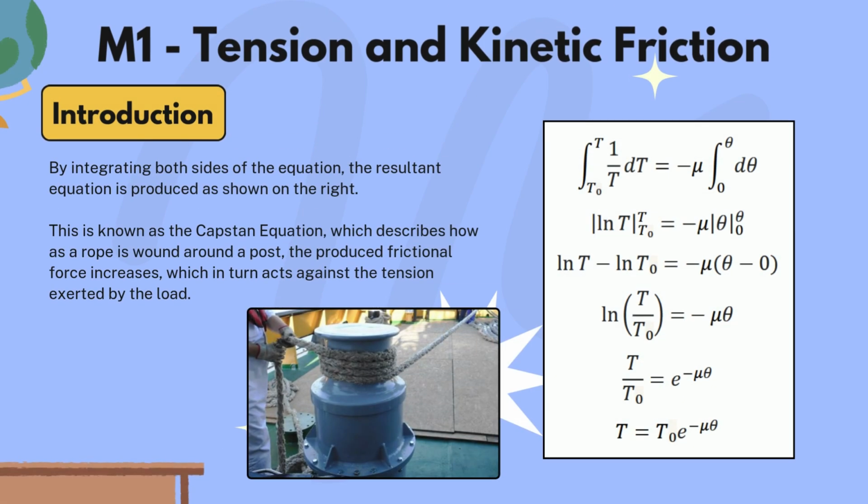When we take this equation and integrate both sides, the resultant equation is produced as shown on the right. This is known as the capstan equation, which describes how as a rope is wound around a post, the produced frictional force increases, which in turn acts against the tension exerted by a load.